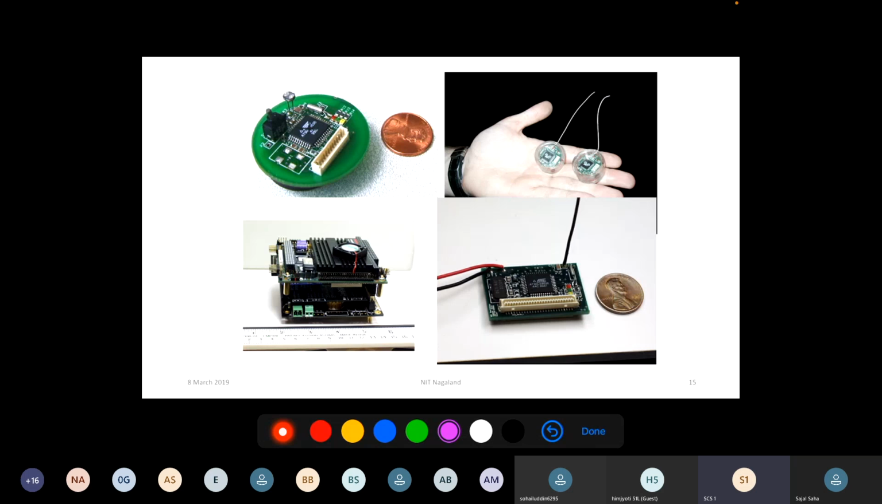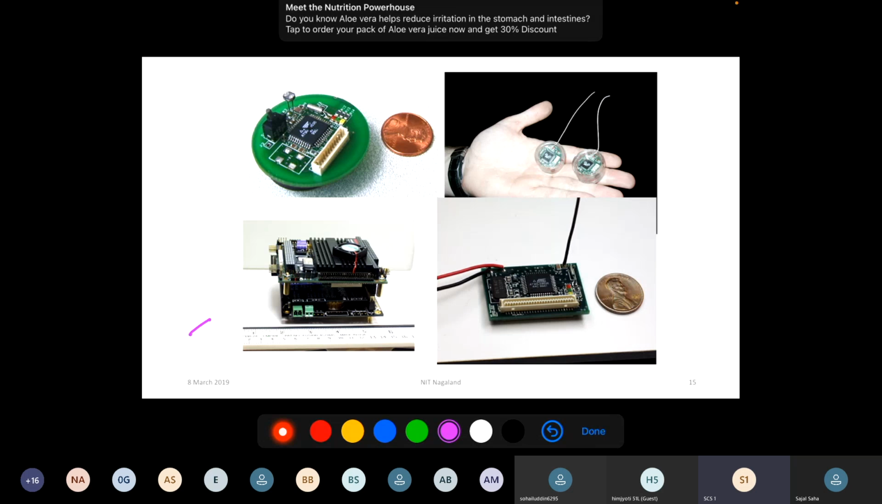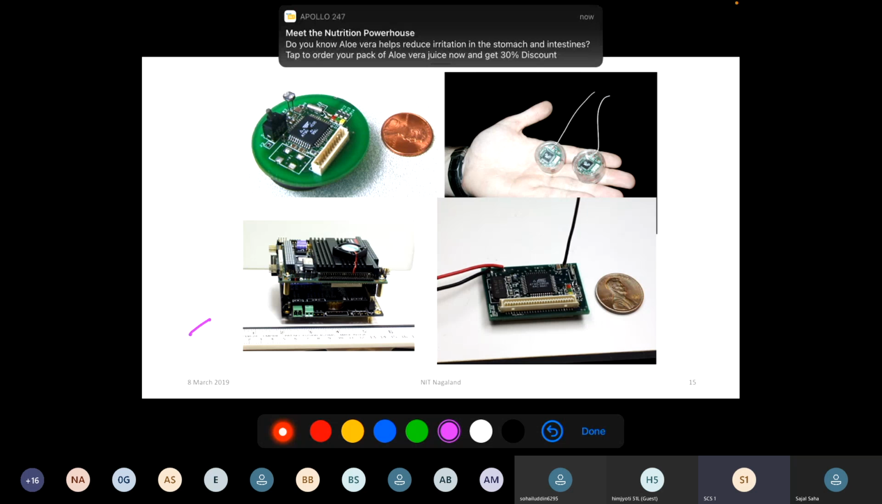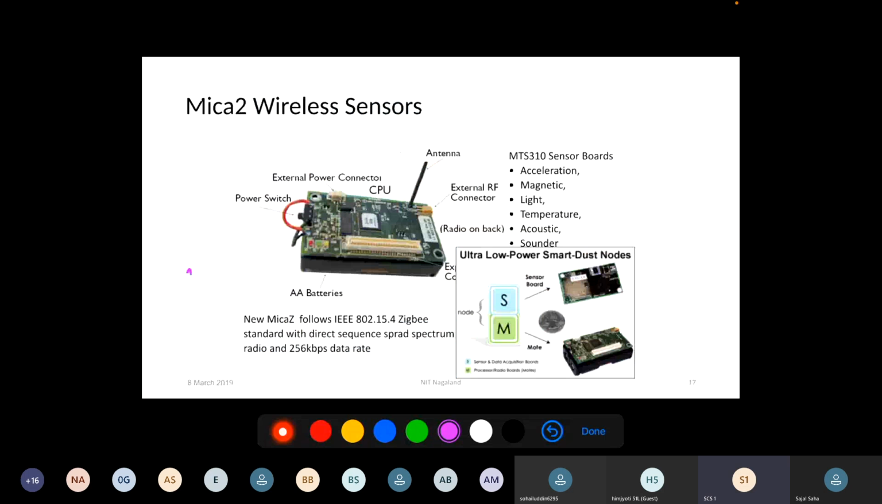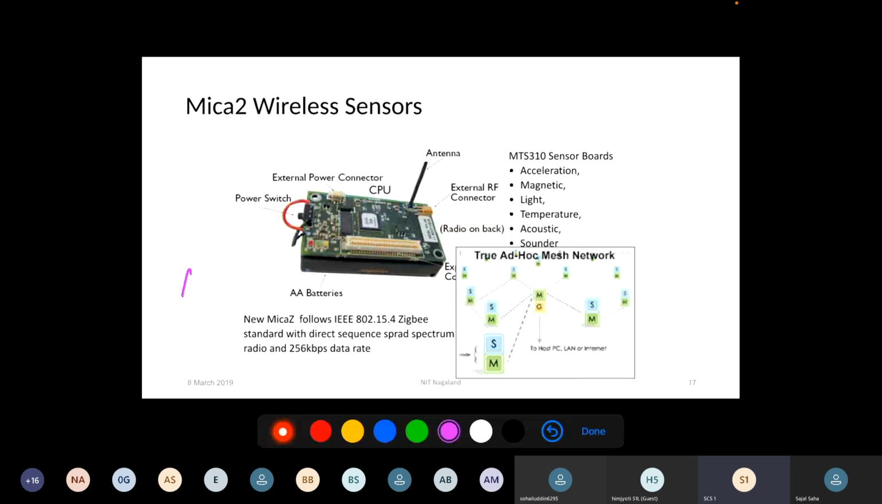Okay, and this is the dimension of each of the sensor nodes. You can see the Mica, the first-hand sensors. It is a coin-size sensor. This PPT has been prepared in 2010 actually, so these are the modern sensor nodes at this time: Berkeley Smart Dust, COTS Dust, WINS, Rockwell WINS, and these are actually created by different universities only. And already we have shown you the basic components of a sensor.